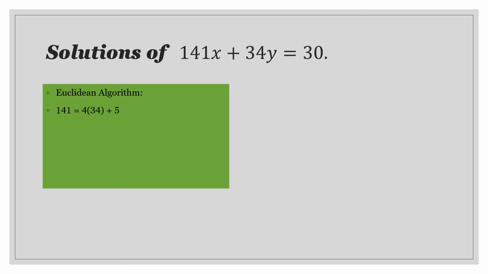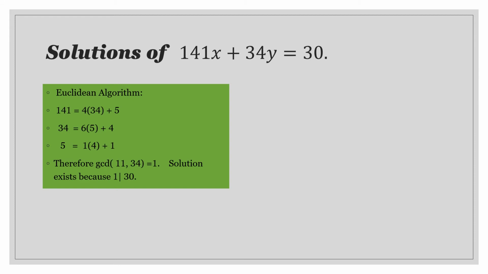141 is greater than 34, we can express 141 in terms of 34 as 4 times 34 plus 5. And again 34 can be written in terms of 5 as 6 fives plus 4, and 5 will be 1 times 4 plus 1. So the GCD of these two numbers 141 and 34 will be 1. Since 1 divides 30, I can say that it has a solution. The solution will exist because the GCD divides the number 30, which is on my right hand side.